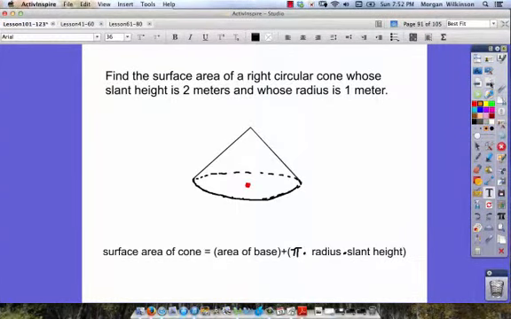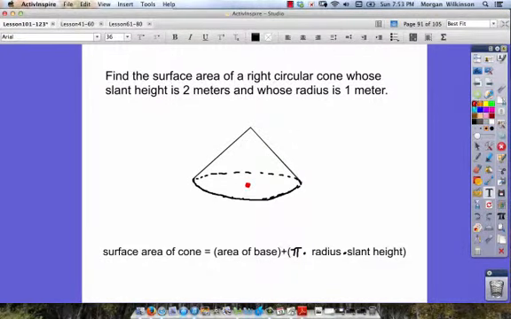Now we need to find the surface area of a right circular cone whose slant height is 2 meters and whose radius is 1 meter. Now to find the surface area, we're looking for how much area there is throughout all of our surfaces. To find the surface area of a cone, we have to find the area of the base and then add pi times the radius times the slant height. And that will tell us what the surface area is of our curved outside cone piece.